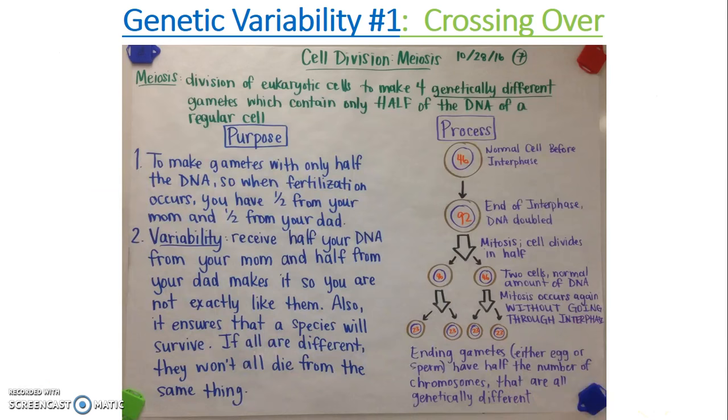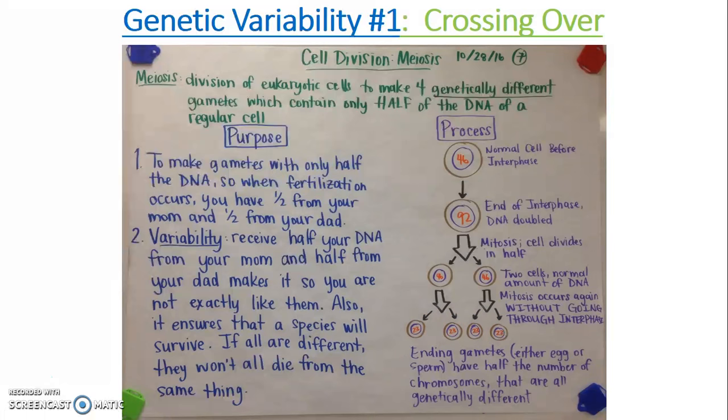Before we move on to our first type of genetic variability, which is crossing over, we're going to back up a second and refresh our memories about meiosis. Here's our meiosis chart that we created, and we learned that meiosis is the splitting of cells to create 4 genetically different gametes that only have half of the DNA. When cells have half the DNA, it's called haploid, and these haploid gametes in the end are all different.